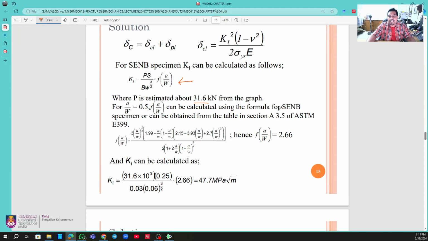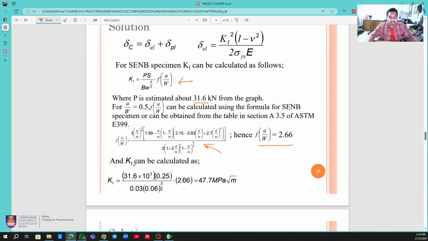So we can estimate using the formula, because here we already calculated it. This is the very long formula, just plug in. Bear in mind, in a test, for example, we will give you this kind of very long formula. You have to input all this A over W and calculate it. So by means of the long calculation here, you will obtain the geometrical factor, in our case F(A over W) as 2.66.